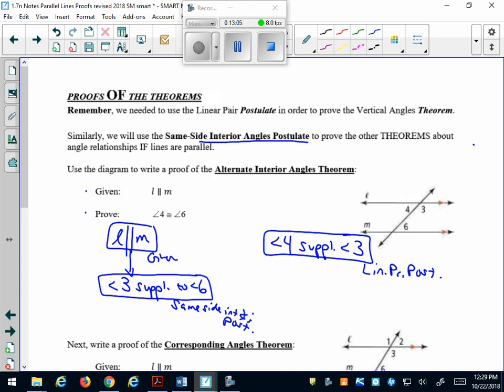So now we have 4 is supplementary to 3 and 3 is supplementary to 6. What conclusion could we make? Could we say 4 is congruent to 6 right now? Yes. No. We cannot use a transitive because it's not congruent, it's supplementary. This is where we can use the congruent supplements theorem to say angle 4 is congruent to angle 6.